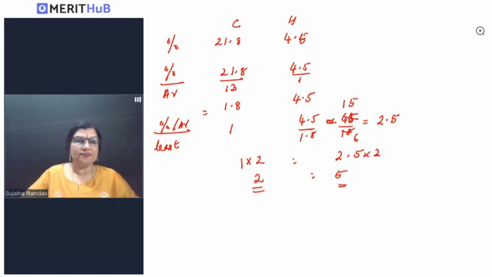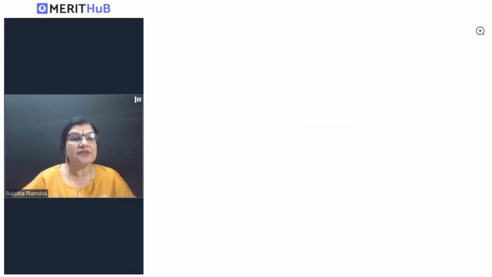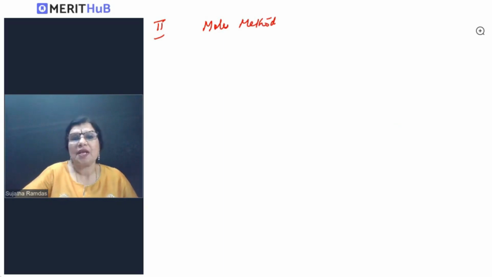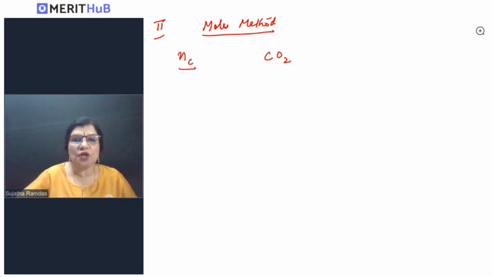2 is to 5. Okay, let's do an alternate method and you can decide whichever method is easier. You can adopt that method to solve this problem. The second method is the moles method. First we find out the number of moles of carbon from carbon dioxide. We know that 1 mole of carbon dioxide contains 1 mole of carbon. So ratio is 1 is to 1.